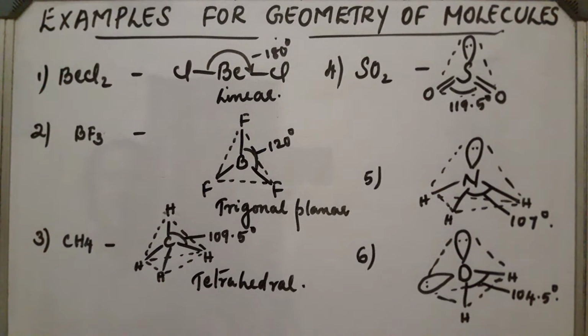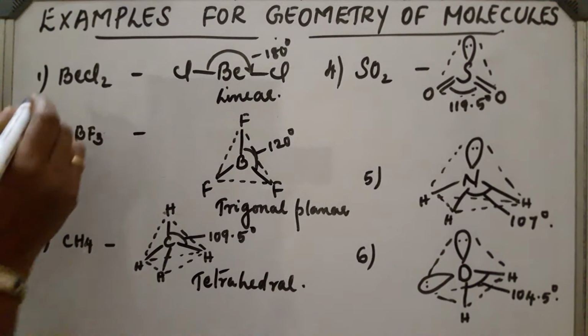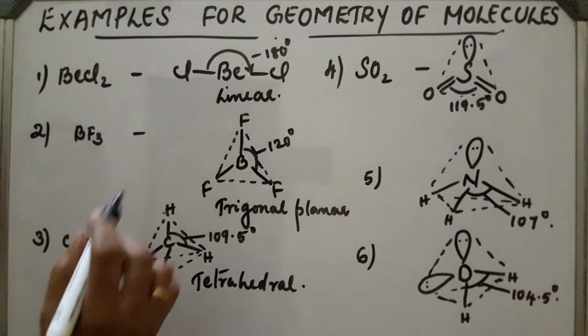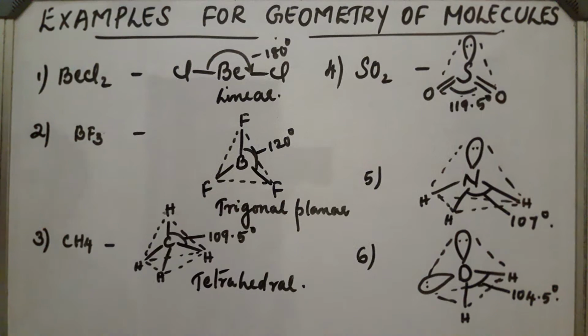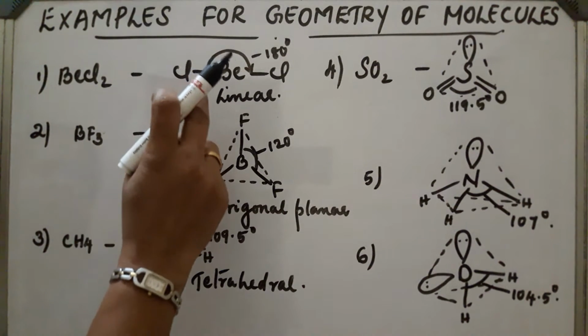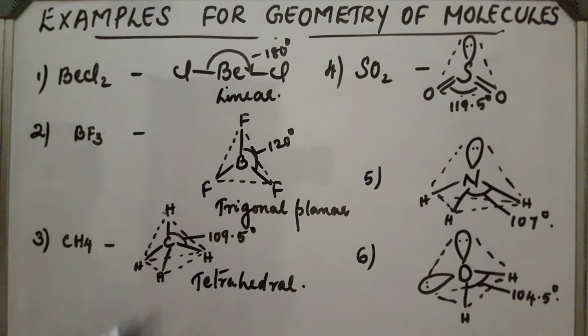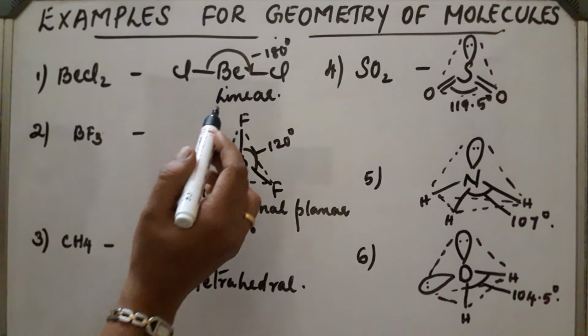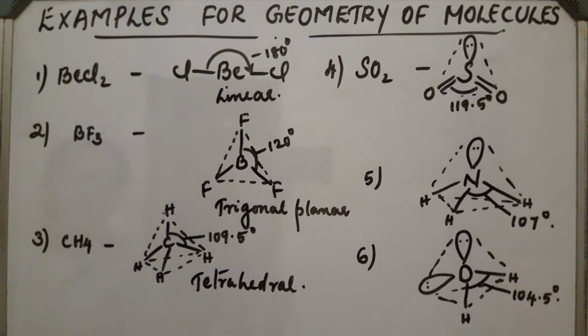Session, we can apply VSEPR theory to predict the shape of some simple molecules. First one is BeCl2. Here the central atom is beryllium, Be, and chlorine atoms are surrounded by it. In order to get the minimum repulsion, the bond angle is 180 degrees and the shape of the molecule is linear.